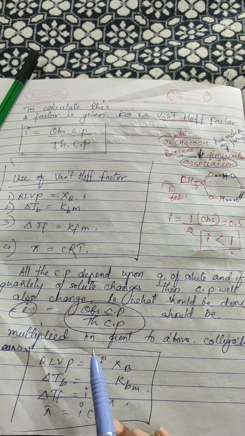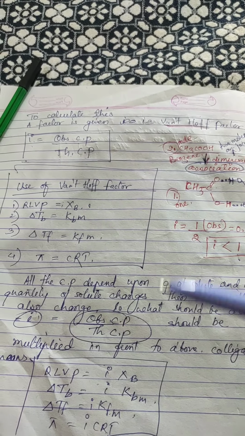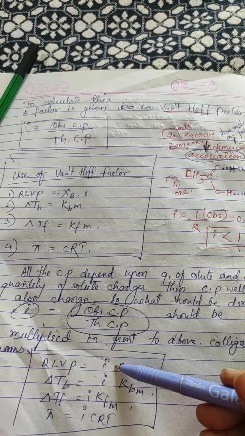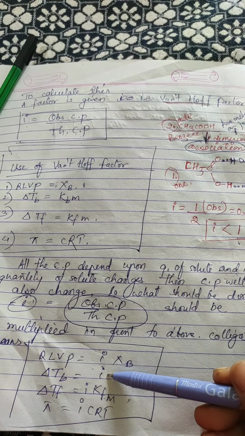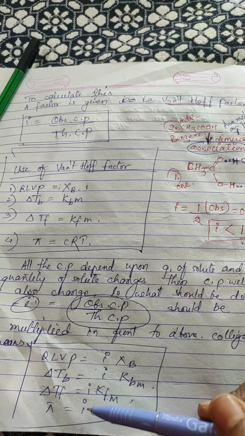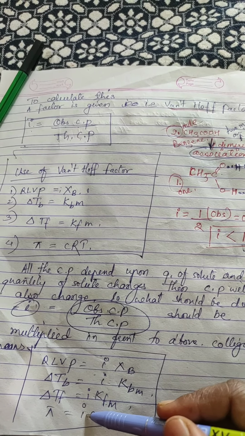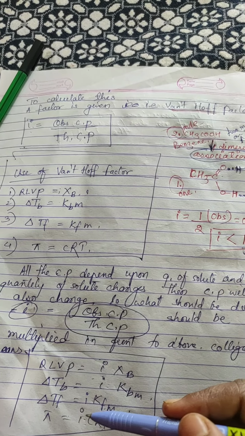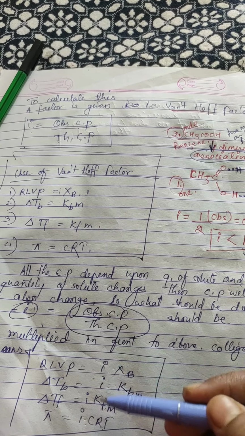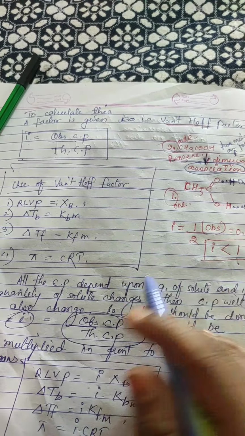I should be multiplied. So for example, this RLVP, earlier we were writing it as X_B, we will multiply I here, like this also. Here K_B m was there, will multiply I here, will multiply I here, will multiply in front of this CRP. Okay, osmotic pressure is given by this. Okay, so this is multiplied by this, these colligative properties are given like this, so this should be multiplied.